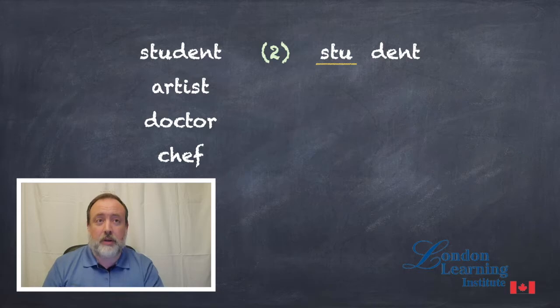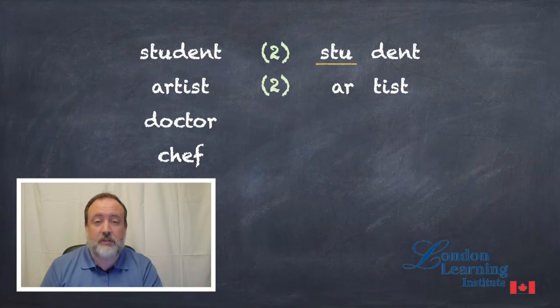What about the job artist? Artist. If it helps, clap it out or snap your fingers. How many beats in the word artist? How many syllables? Again, it's 2. Artist. Which one is strong? Which one is stressed? The first one again.